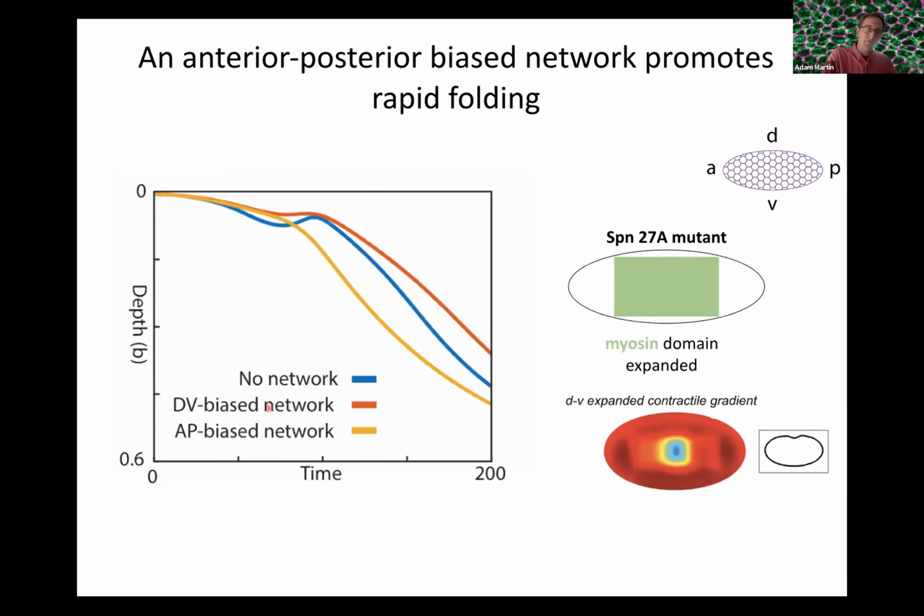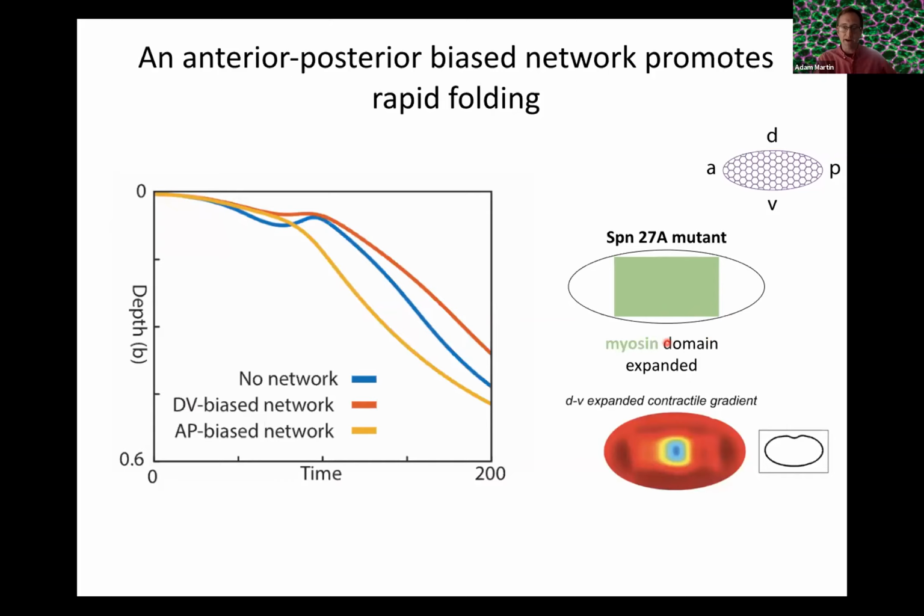And what we saw if we generated an opposite type of network where the connections are biased towards the ventrolateral or dorsal ventral axis is that this actually slows down the folding, right? So if you don't have cells connecting in the right way, you can actually impede the fold, and that's important.